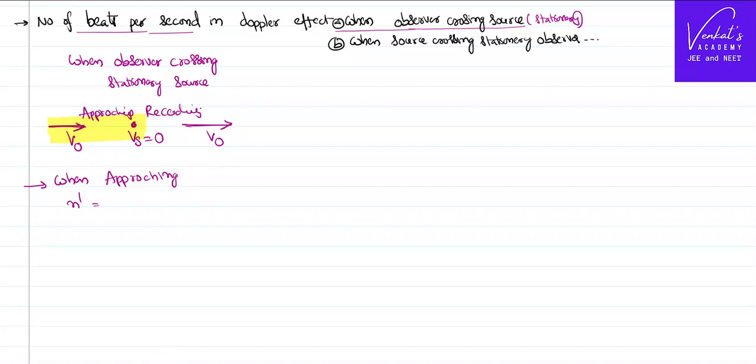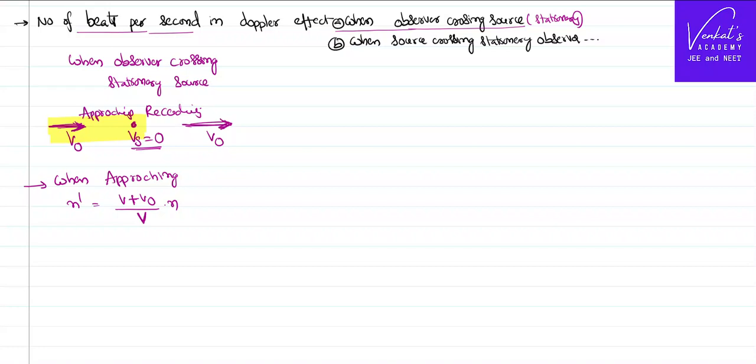N dash, the apparent frequency, is (V plus VO) by V into N. As I told you, the source is in the state of rest, so in the denominator we have only the velocity of sound. The observer is in motion, so the numerator will be affected. In the first case, the observer is approaching, so the apparent frequency is more, so plus has to be written.